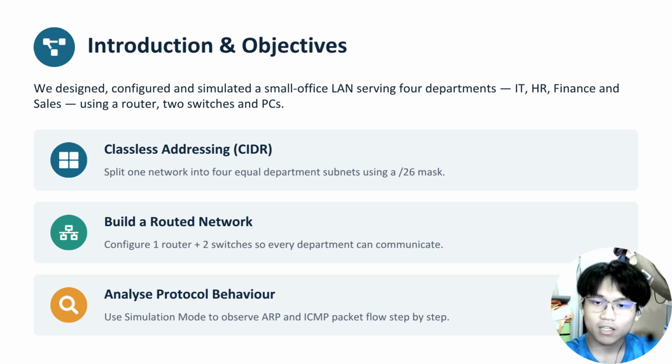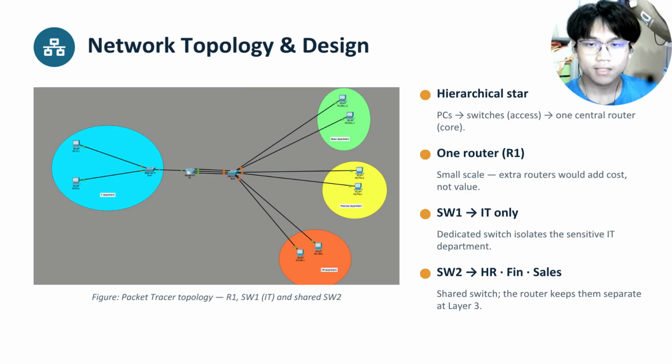First, I will cover the network design and the IP addressing logic. After that, my teammates will walk through the configuration, our connectivity testing, and protocol analysis. Let me start with the design. This is our topology. It follows a hierarchical star design. The PCs connect to switches at the access layer, and both switches connect up to one central router at the core.